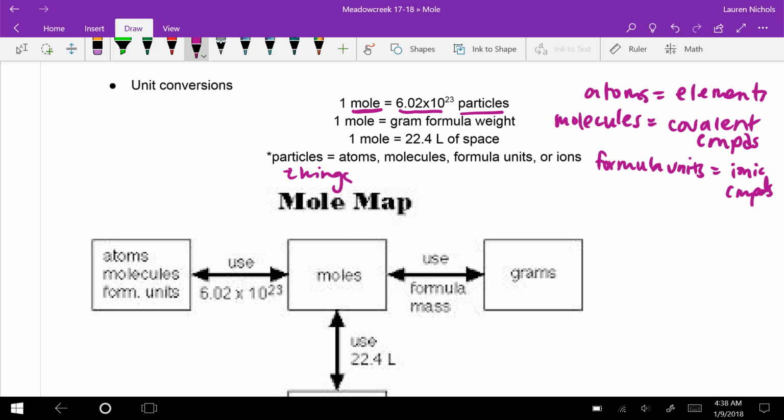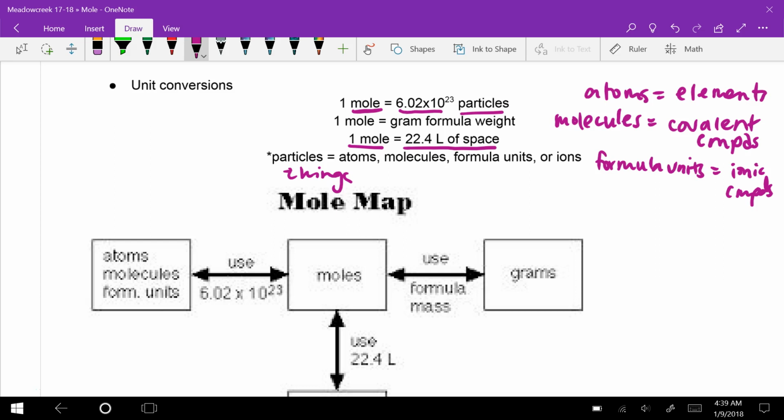One other thing that I forgot to mention is that 1 mole of a substance always takes up 22.4 liters of space when it's in a gas form, and so that's another conversion. We won't really use it much this unit. We'll really talk about that in our last unit with gases. But so we're going to have this mole map here. And so let's go ahead and talk about that.